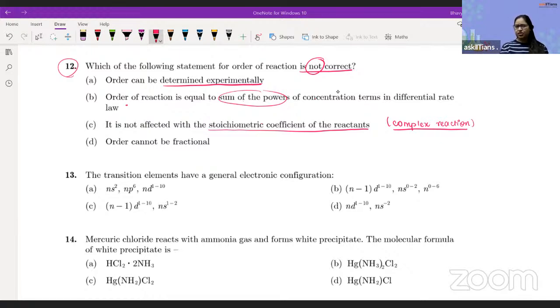And option D says order cannot be fractional, which is wrong. Order can be fractional, isn't it? It can be half, it can be 1/4, it can be -1/2. We know that it can be 0, a fractional value, positive, negative, anything. So the answer is D, though option C is not a very good option as it has been framed, since it can give you different meanings. Right?